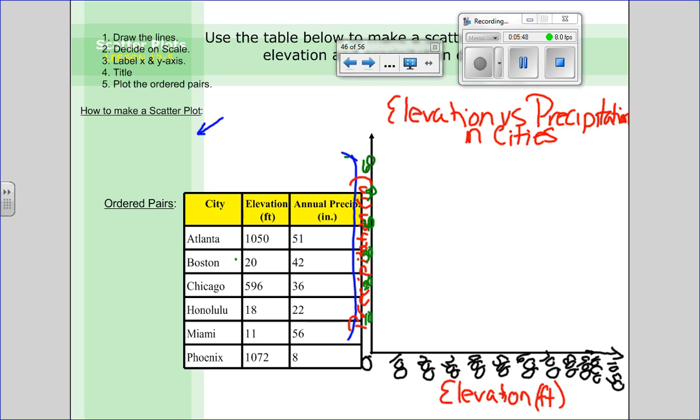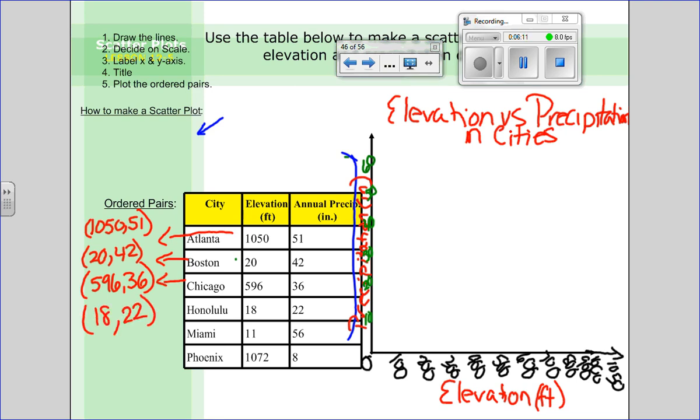Alright, and again, you just take the information they give you. In Atlanta, if the elevation is 1,050, the precipitation is 51. In Boston, it's 20 and 42. Chicago is 596 feet for elevation and 36 inches of precipitation. In Honolulu, elevation is 18 versus 22. Miami, it's 11 and 56. And in Phoenix, their elevation is 1,072 feet, and they get 8 inches of precipitation per year.